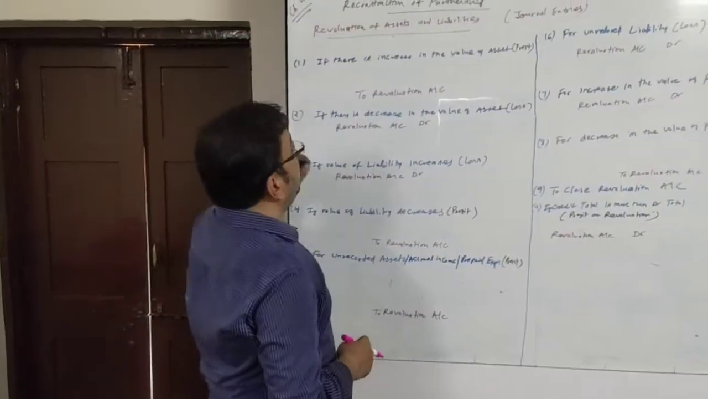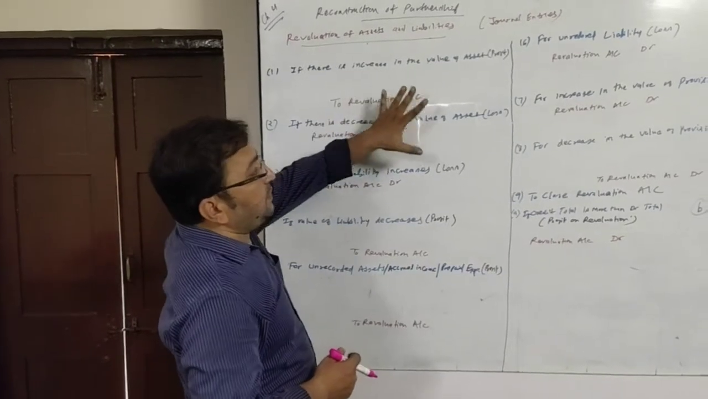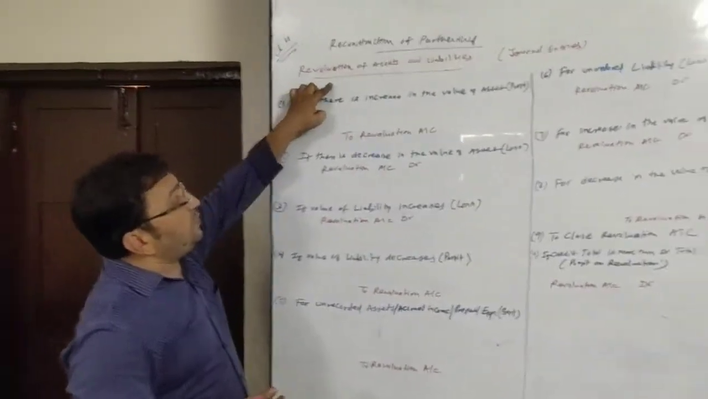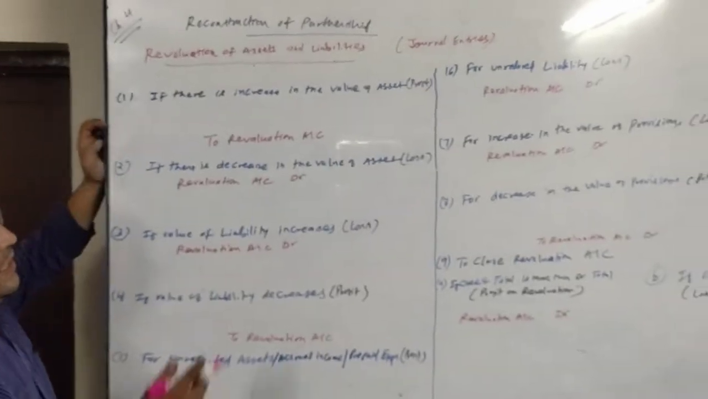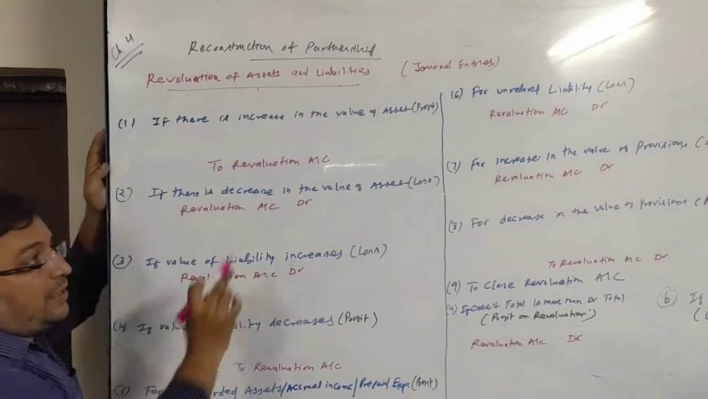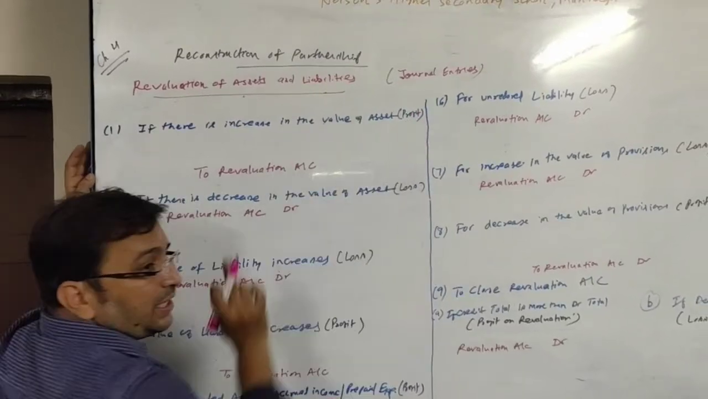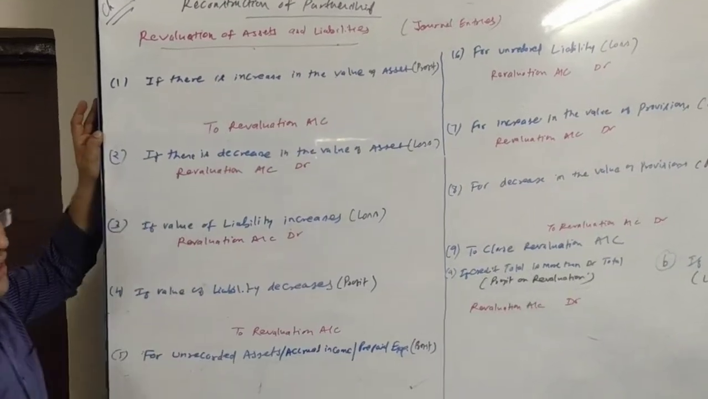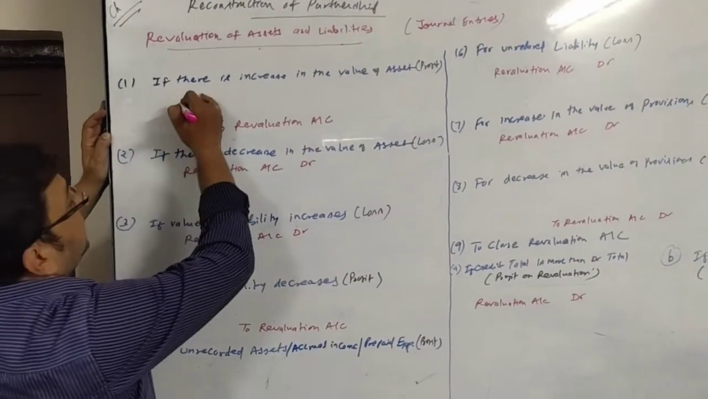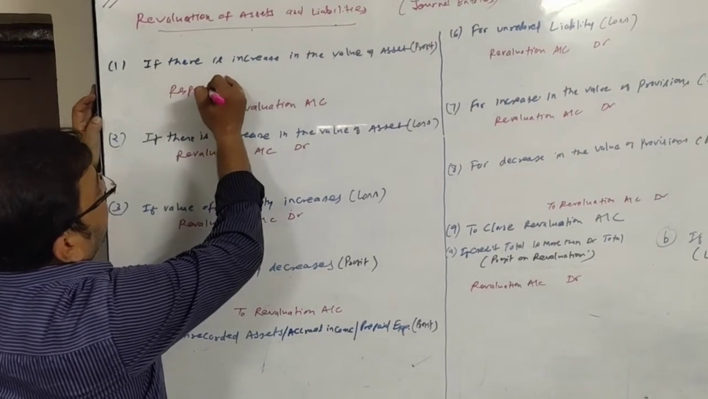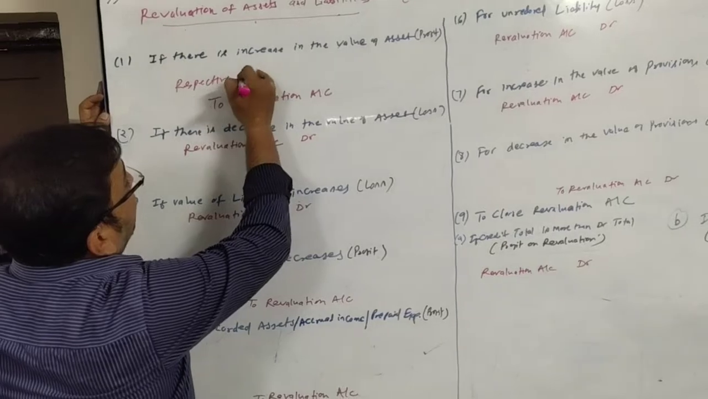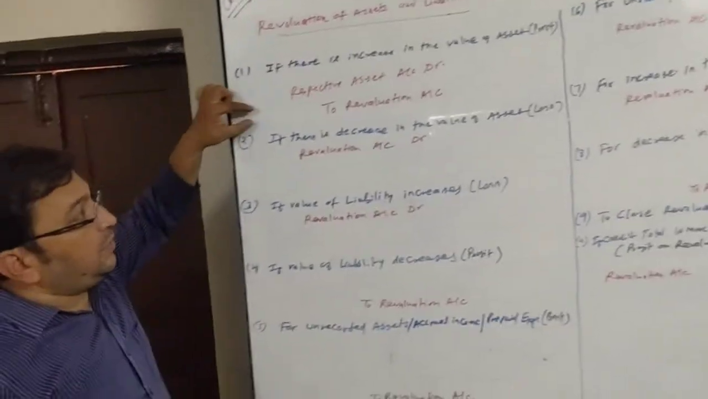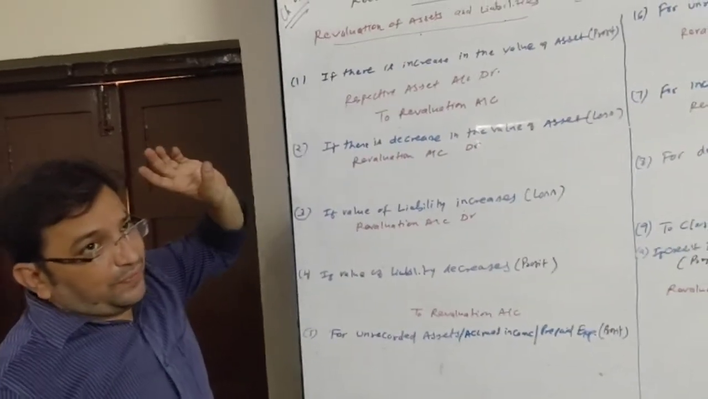So these are the different possible situations we have already discussed about. Once again we will talk about them. Because of revaluation of assets and liability, if there is an increase in the value of asset, it is known as profit, and if it is a profit it will be credited to revaluation account. So the journal entry will be for that respective asset account debit to revaluation account. This is the entry for increase in the value of asset.